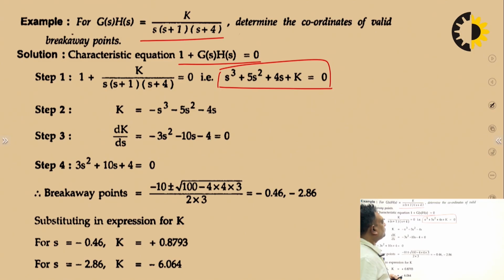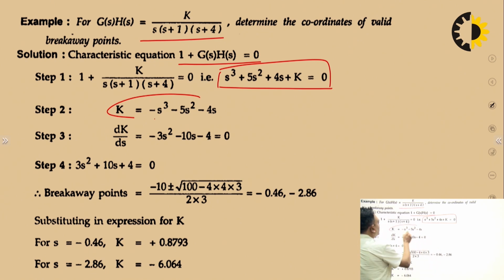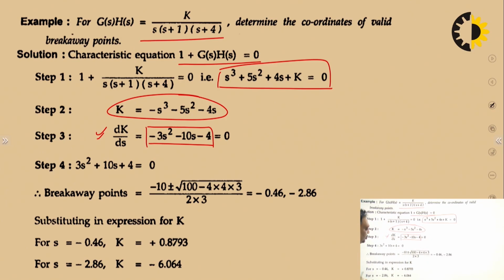Okay. So for calculating the breakaway point, we will first calculate the value of k in terms of s. Then we calculate dk by ds, which means differentiate k with respect to s. When we differentiate it, it will become minus 3s square minus 10s minus 4. Then we will put this value equal to 0. As this is a quadratic equation, again we are having 2 roots. After solving using the Sridharacharya formula, we have the breakaway points minus 0.46, minus 0.28 and minus 2.86. Okay, these are the breakaway points that we have obtained using the equation.